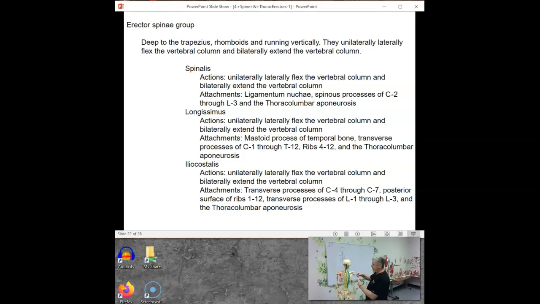And the longissimus, maybe I need different colored tape, but the longissimus goes from the mastoid process. I'm going to run out of tape. I just ran out of tape. Try something different. It goes from the mastoid process to the temporal bone, transverse processes up there, all the way down. Grabs onto some ribs on the way down and goes all the way down to the thoracolumbar aponeurosis.